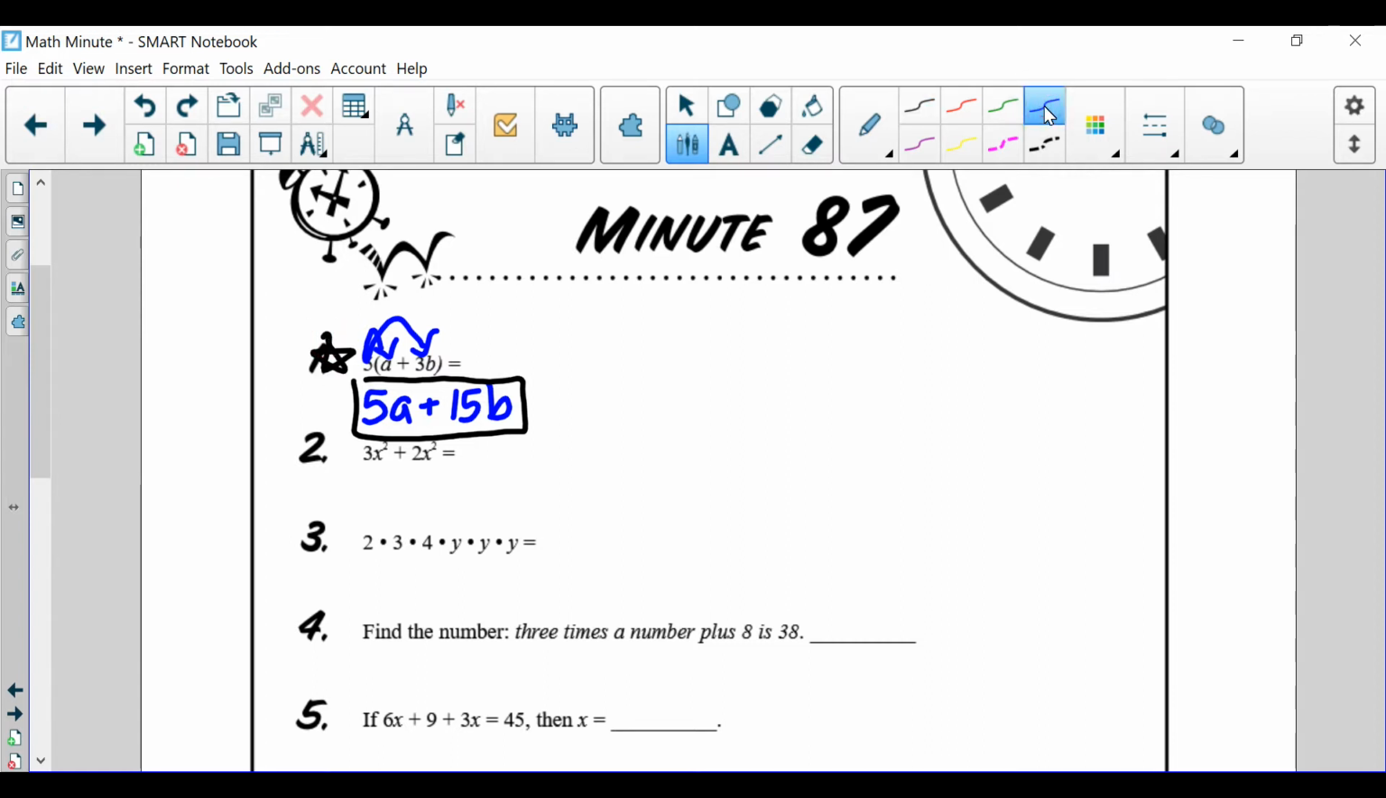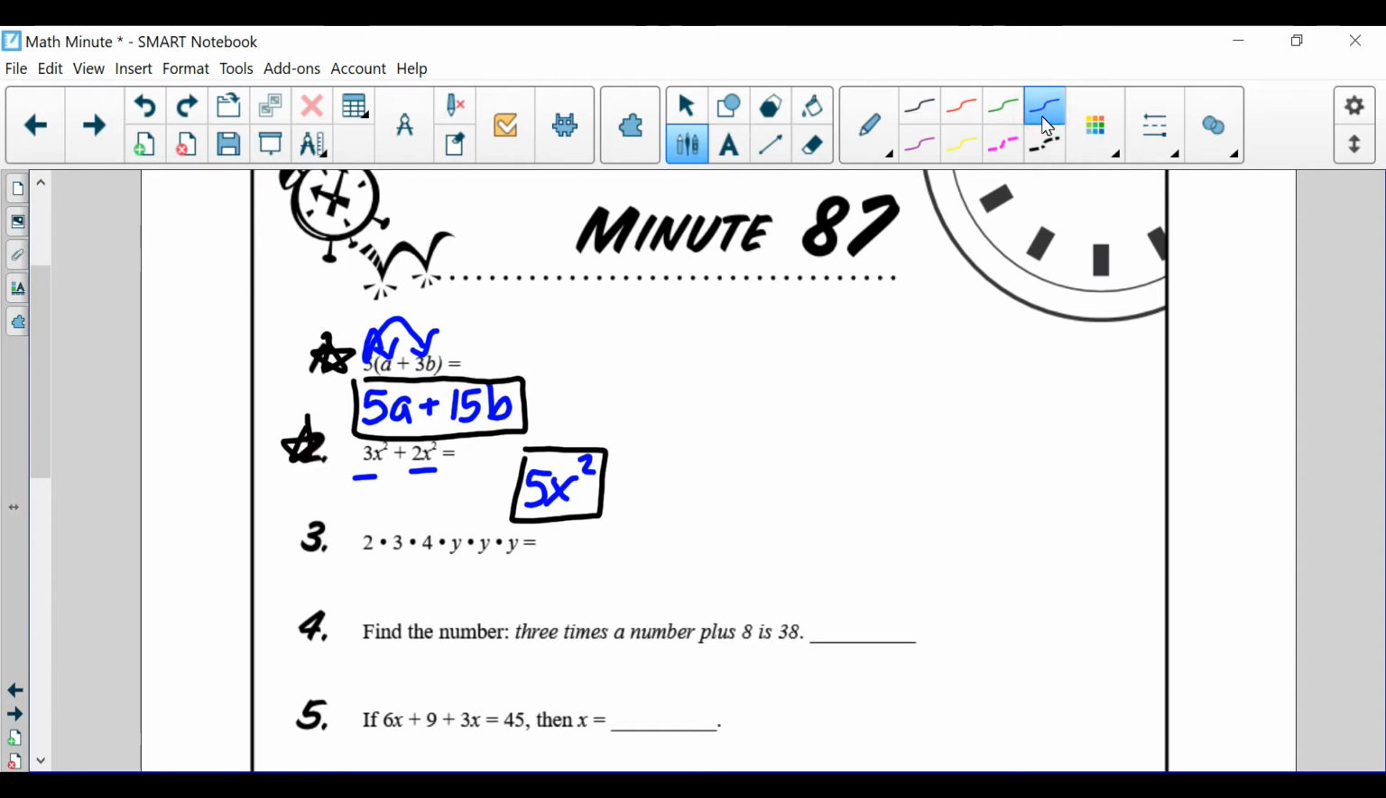Next, let's go over number 2. We've got 3x squared plus 2x squared. We notice that they are the same term value because they're x squared values, so we're going to say that is 5x squared. Why is it 5x squared? Because they are both the same value of x squared.